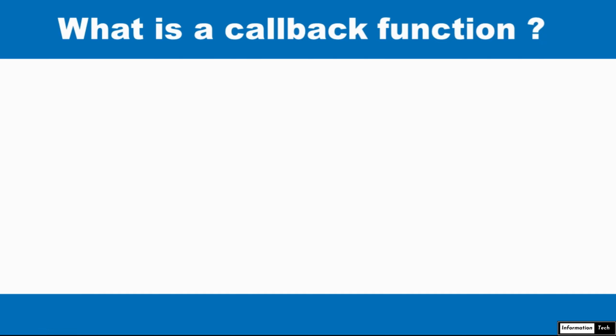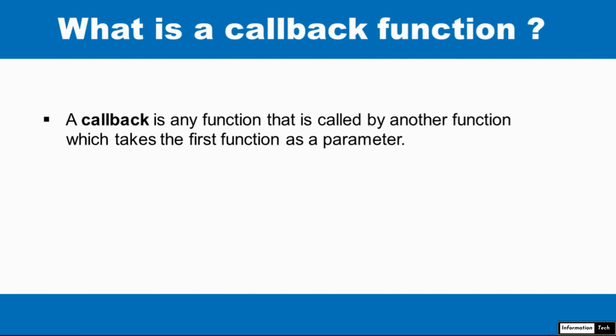A callback function is any function that is called by another function, which then takes the first function as a parameter or argument. So a callback function is a function that is passed into another function as an argument, which is then invoked inside the other function in order to complete some kind of routine or an action.